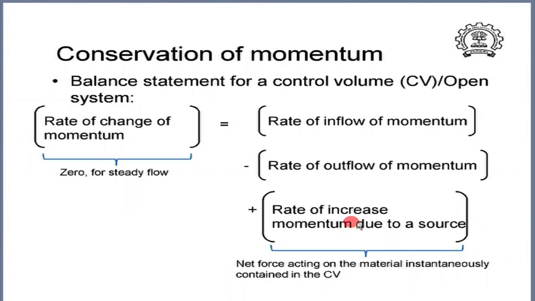In exactly the same fashion for an open system as well, you can imagine that there is a certain amount of net force acting on the material that is instantaneously contained within the control volume or the open system. Remember that as far as we are talking about the open system, we will always have a certain mass flow rate coming in and a certain mass flow rate going out. So, it is not the exact same amount of matter that is always within the control system, it is continuously changing. But as long as there is a net force acting on the material that we consider at a given instant in time to be inside the control volume or the open system, we will have a non-zero term due to this source.